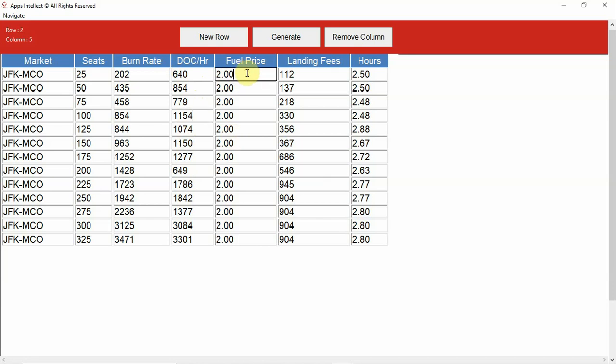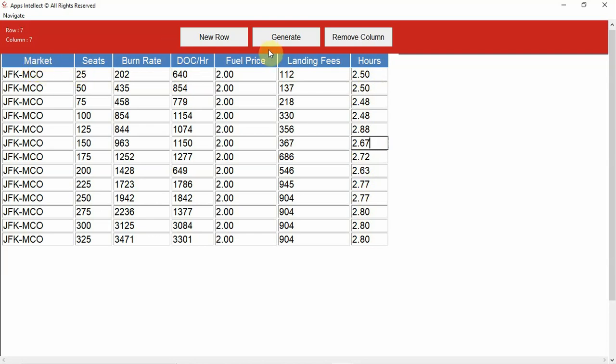And the fuel price is taken as $2 per gallon across all the aircraft sizes. And the landing fees, what the fees are when it lands at Orlando, are mentioned here. They're all in dollars. And the number of hours required to fly from New York to Orlando is here. They are also in hours, that is 2.5 hours, 2 hours 48 minutes, 2 hours 67 minutes, and so on. So this is the input to be done by the airlines.